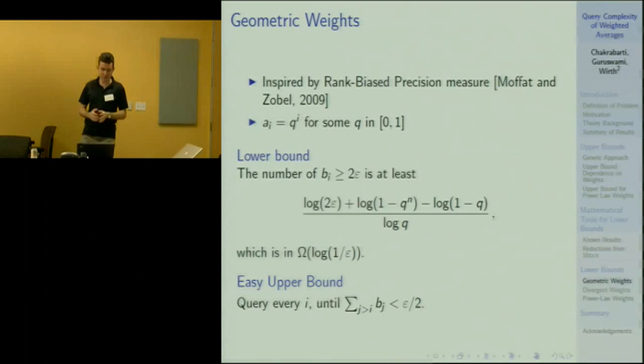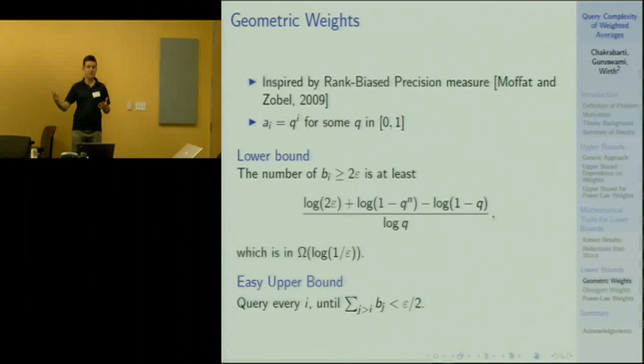Anyway, if you want to obtain a simple lower bound, of course you must look at every b_i that's at least 2 epsilon, and you do some slightly annoying things, and you end up with something that's approximately log 2 epsilon over log q. Log q is of course negative, so you essentially get log of 1 over epsilon. Now remember that epsilon is small, so 1 over epsilon is large, and so log of 1 over epsilon is a lot better than 1 over epsilon squared, which is our generic lower bound.